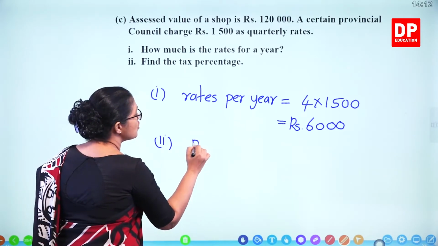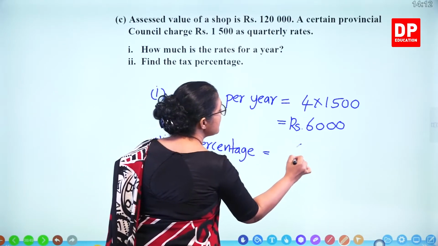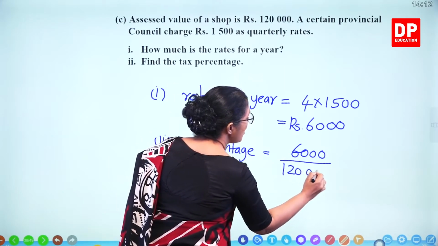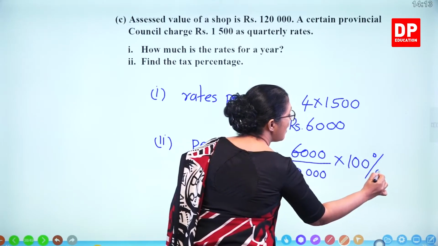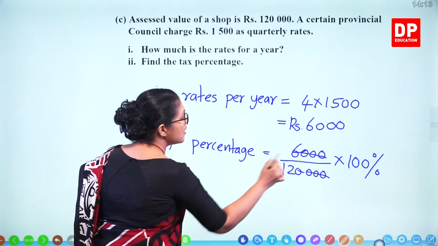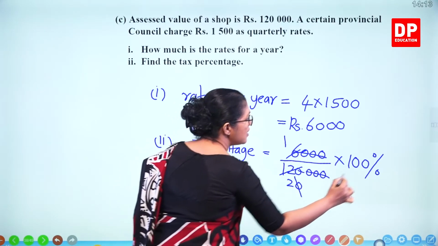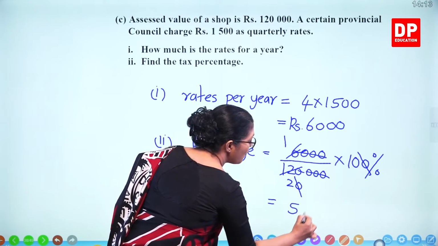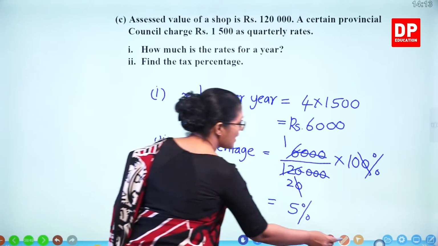So percentage is equal to, you have to pay 6,000 per year for 120,000 rupees, and as a percentage you multiply by 100. So 3 zeros get cancelled out. 6 times 1, 6 times 20, and here 1 0 get cancelled out. 10 divided by 2, that's 5%. So that's the tax percentage.